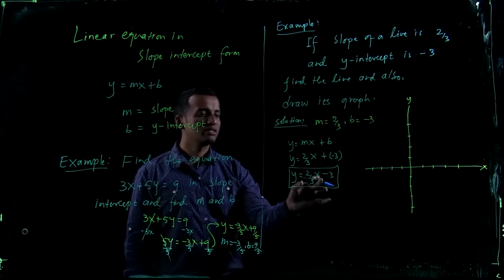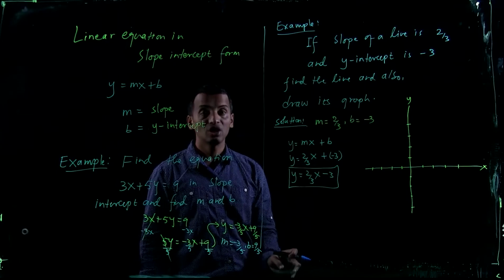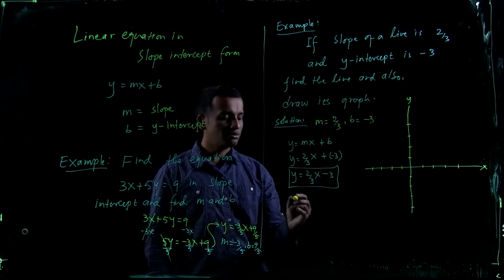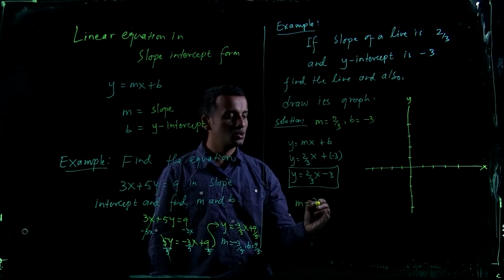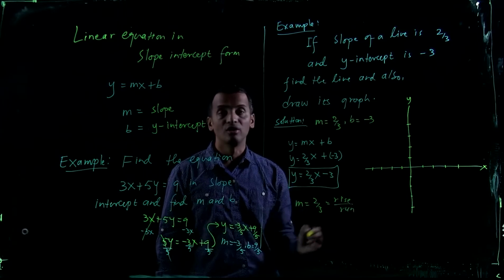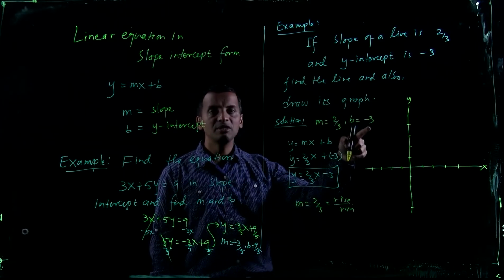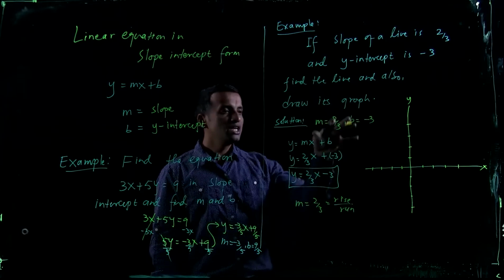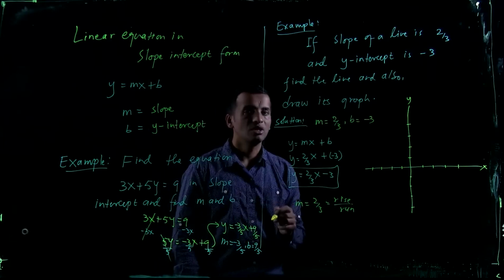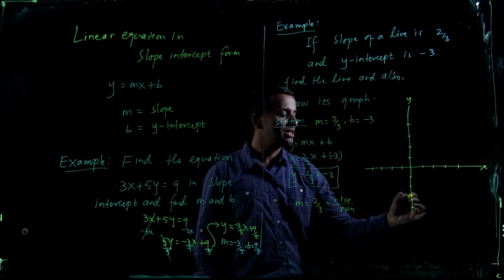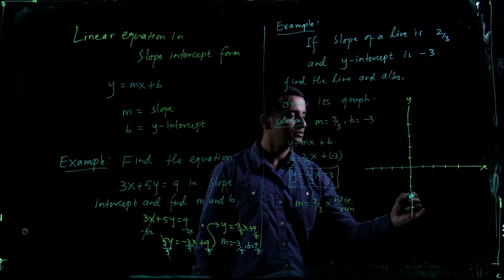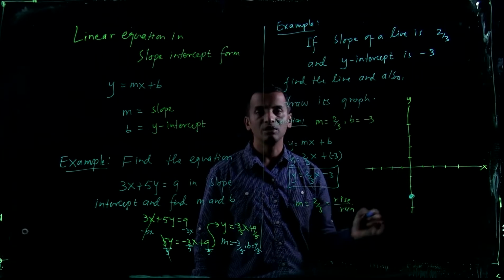Now I want to draw the graph of this line without making a chart. How do I do that? The value of m, the slope, is 2/3, which is rise over run, and the y-intercept is negative 3. First of all, if the slope and y-intercept are given, you need to mark the y-intercept. The y-intercept is negative 3, so this is that point: negative 1, negative 2, negative 3.